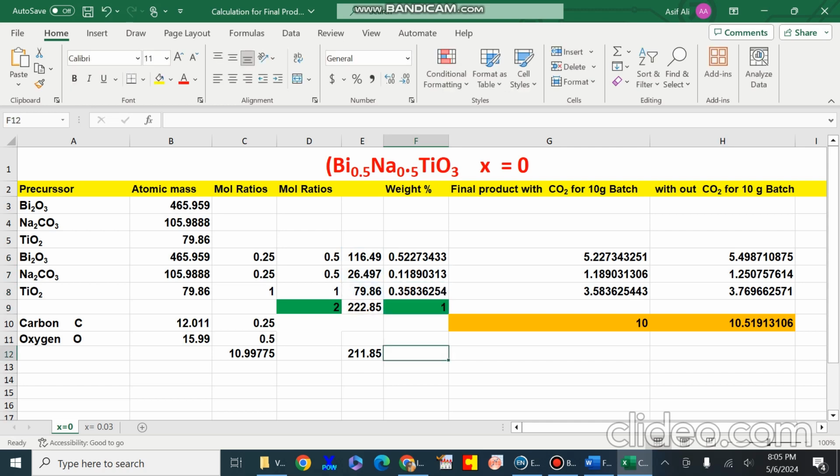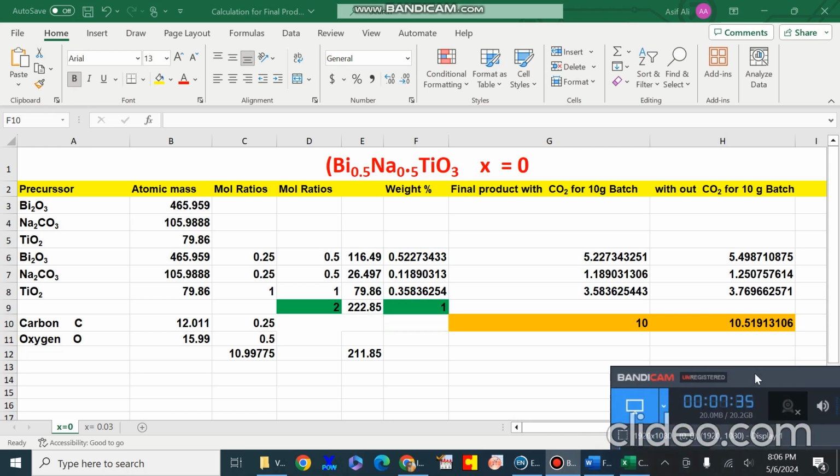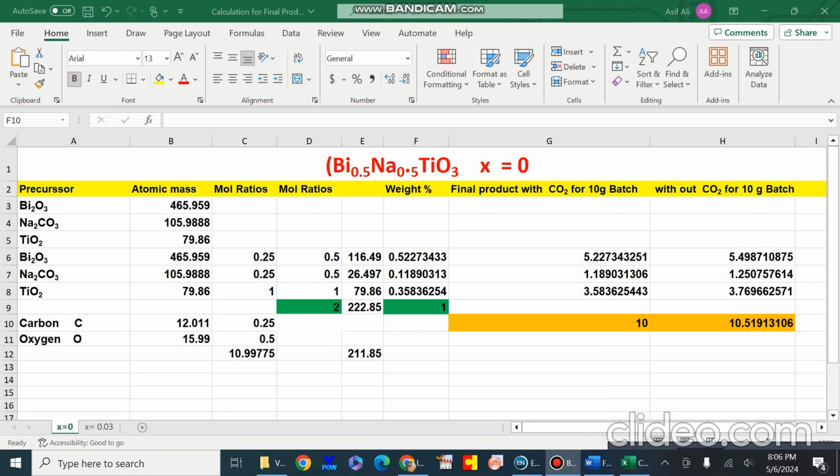In order to confirm again that your calculation is okay, you need to sum all these weight percents. If you obtain 1, then it means that your batch calculation is okay. So these are the 2 confirmations from where you can confirm that your batch calculation is okay up to this extent. Now, in order to move further to the batch calculation, for example, if I am preparing 10 gram of the batch, then what can I do?